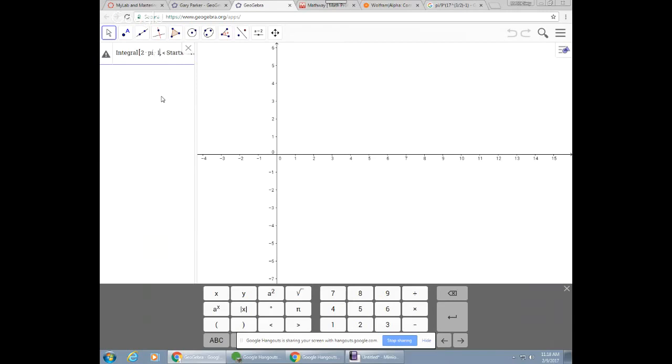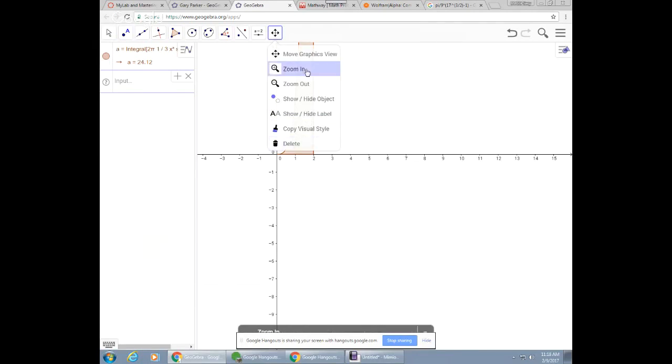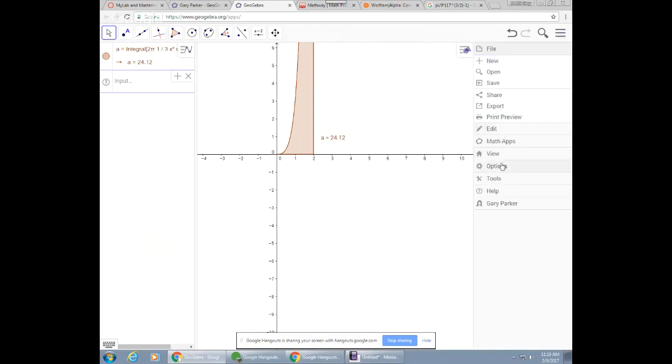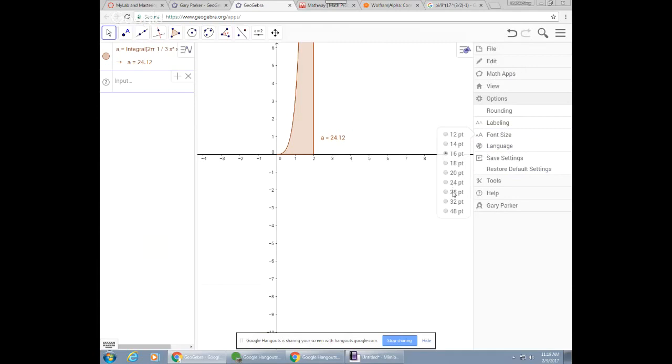Let's see what else is in there. Times 1/3 times x to the third times the SQRT of 1 plus x raised to the 4th. That's my integrand. And then I'm starting at 0 and going to 2. And it's going to draw a picture. The picture is not all that meaningful. What is meaningful to me is the value, 24.12. And let's blow up the fonts, options, font size, 28.